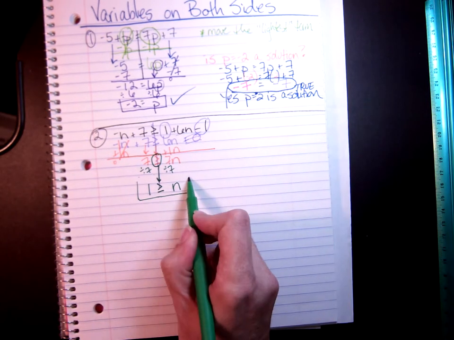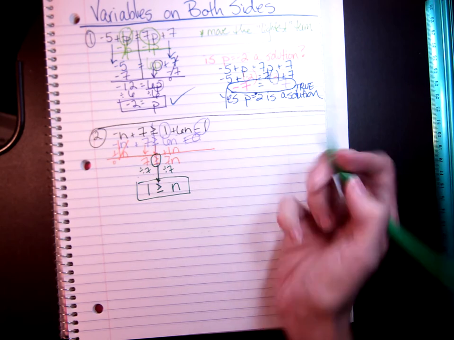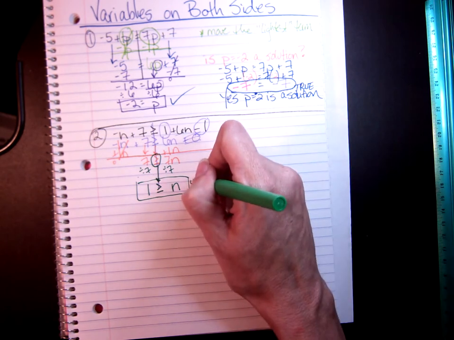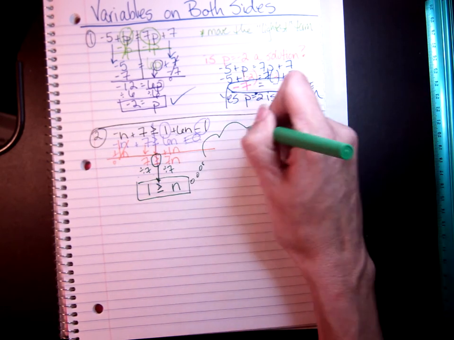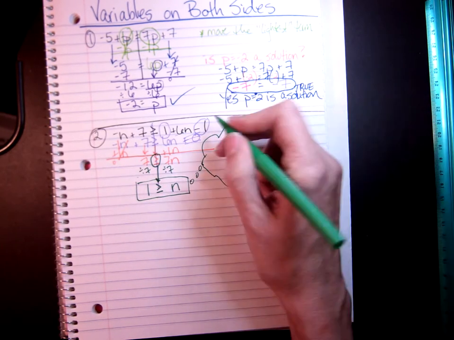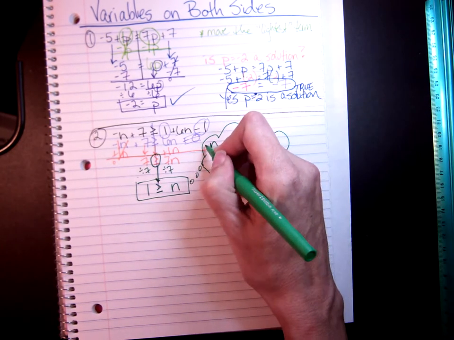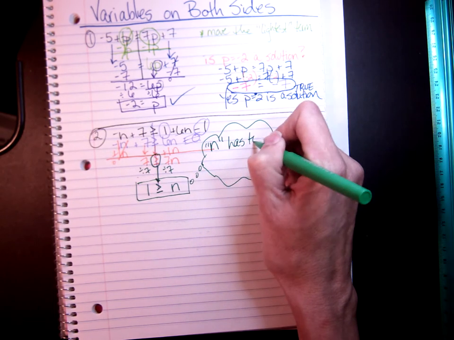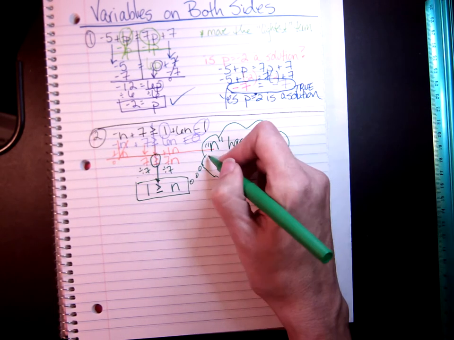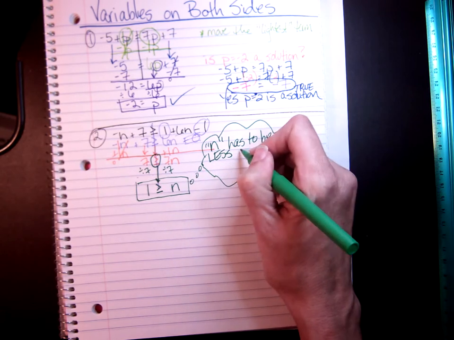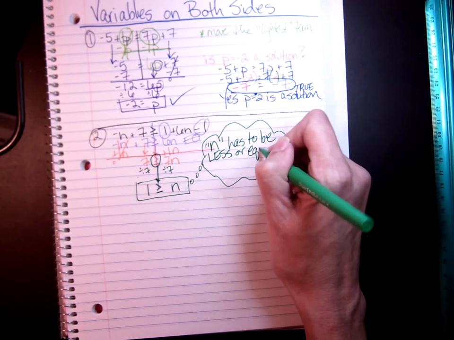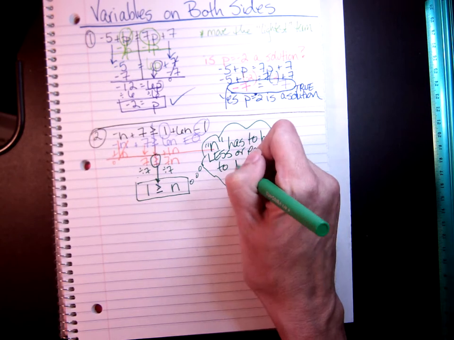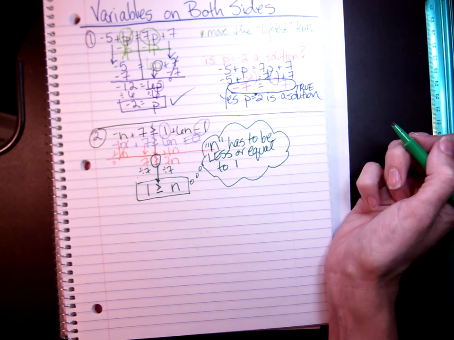I have this sitting here, and we need to be thinking, right, thought bubble, n has to be less or equal to 1, right? It's what it says about n.